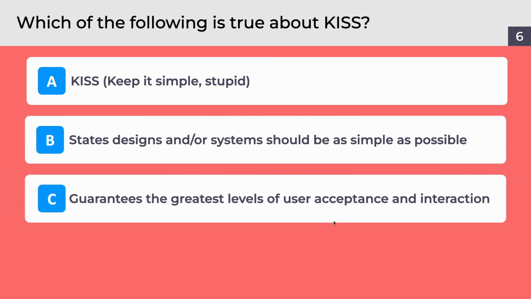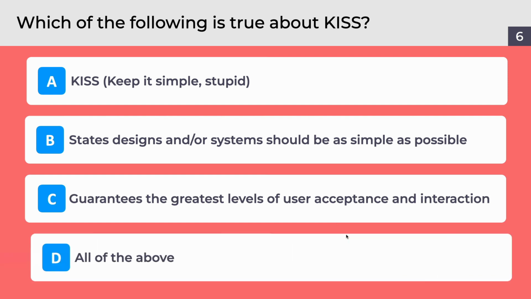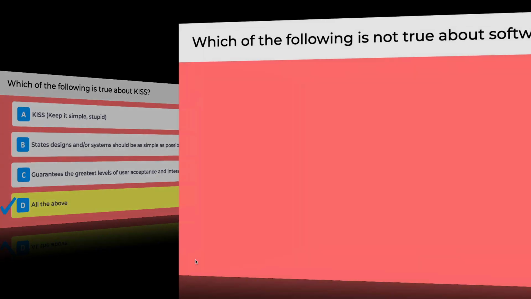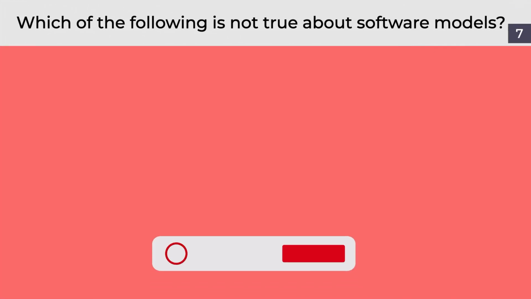Option C guarantees the greatest level of user acceptance and interaction. That is also correct because once we have simplicity in a design, that means users can engage more and interact with the system much easier. And option D, all of the above. So I think we should go with option D, all of the above. Let's move on to the next one.